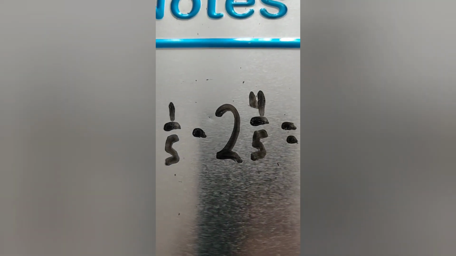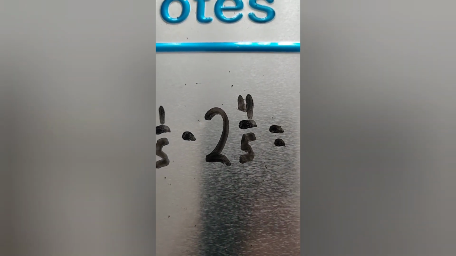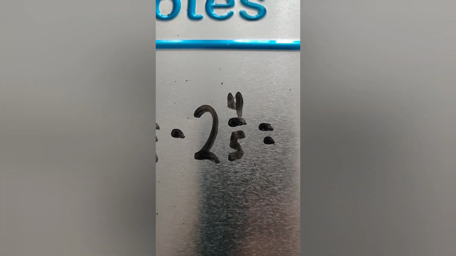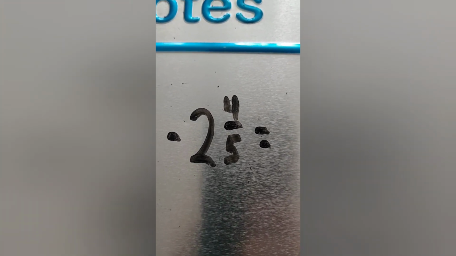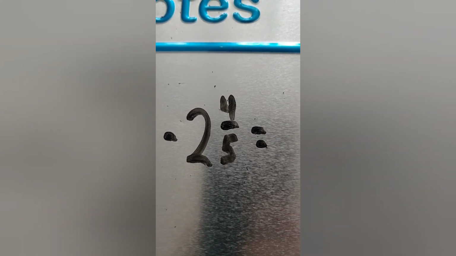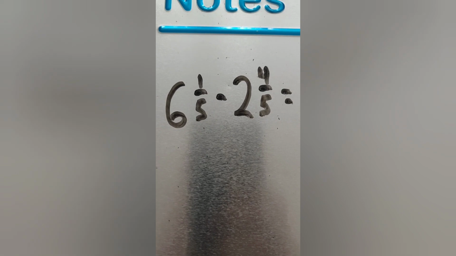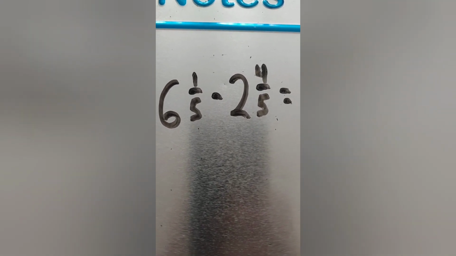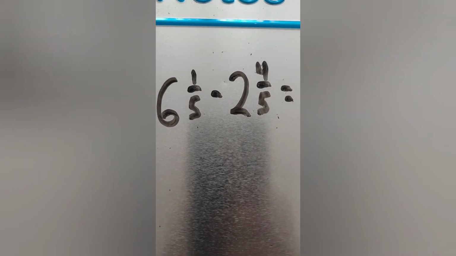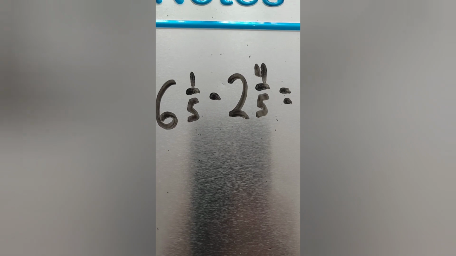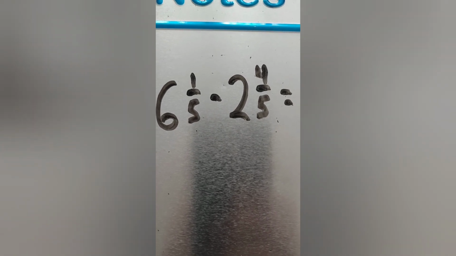And again, I'll do the problem over again. So now that we have the number line written this way and we built it this way, we're subtracting 2 and 4/5. So we're subtracting 2 wholes and then 4 more parts, 4/5. So starting with 6 and 1/5, subtracting 2 wholes, which means jumping down 2 wholes, and then subtracting another 4/5, which means jumping down 4 more parts.